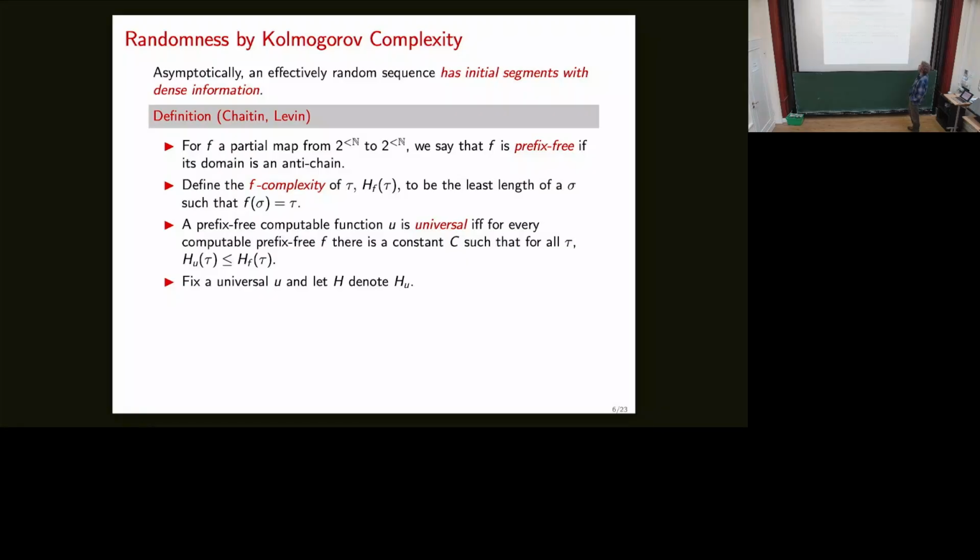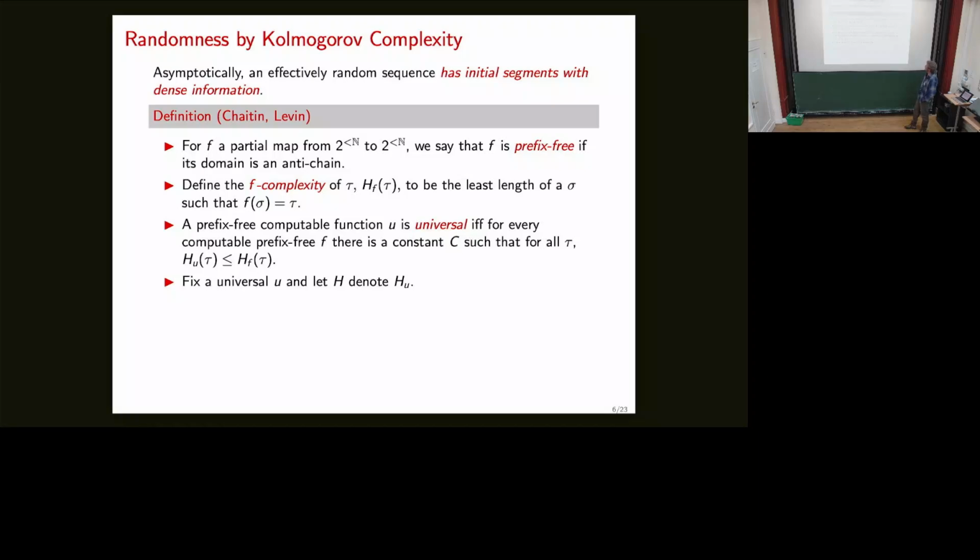Okay, so if F is a partial map from finite sequences to finite sequences, it's said to be prefix-free if its domain is an antichain. Okay, that's just a definition. So if F is defined on sigma, it's not defined on any proper extension of sigma. The F complexity, written H sub F of a sequence tau, is the least length of a sigma such that F of sigma is equal to tau. So you can think of F as the operating system, sigma is the program, and F of sigma, you run the program, you output tau.